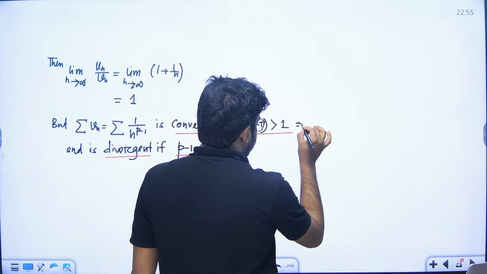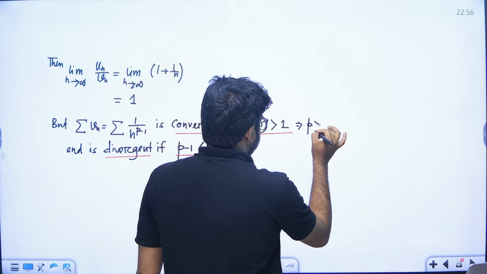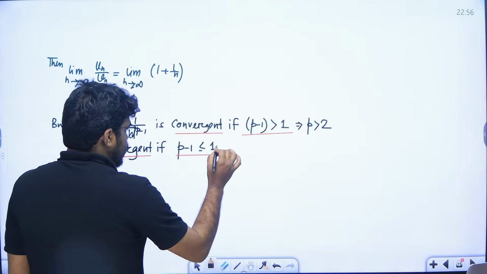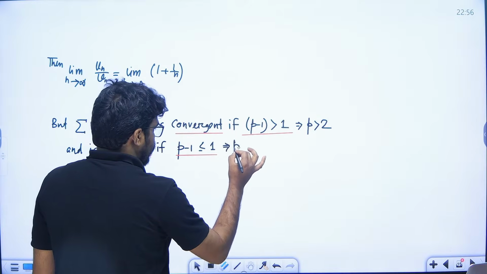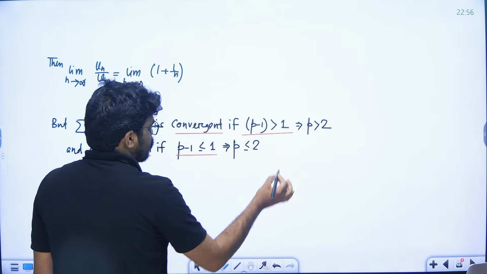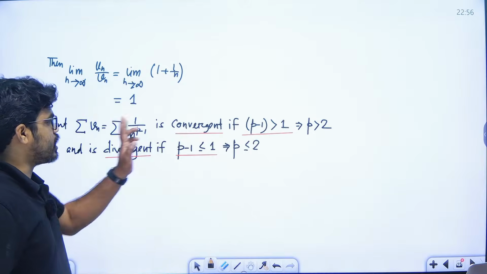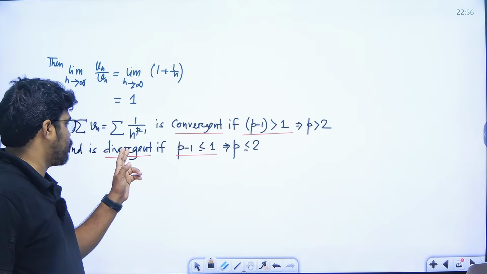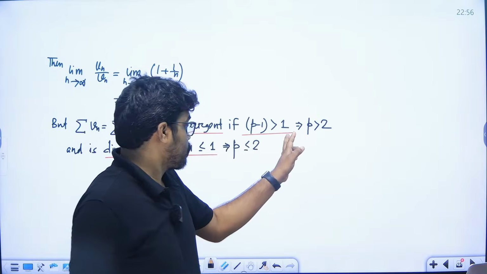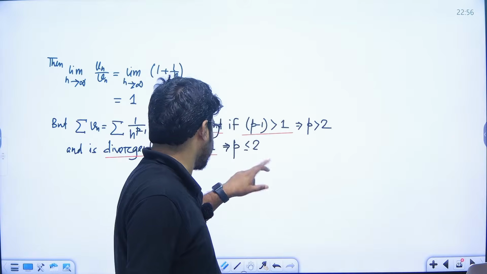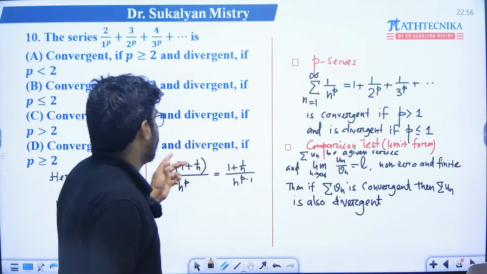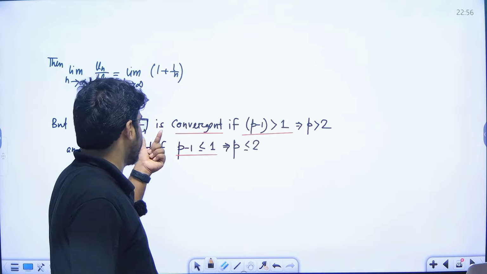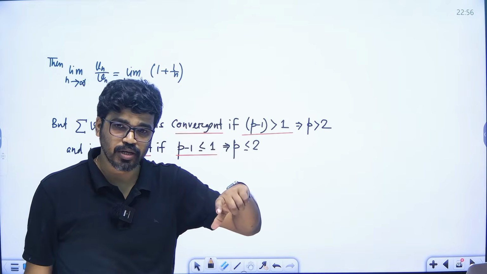This means that if p is greater than 2, it is convergent, and this means that if p is less than or equal to 2, it is divergent. So summation vn is convergent if p is greater than 2, and summation vn is divergent if p is less than or equal to 2. So by comparison test, if vn is convergent, then summation un is convergent.